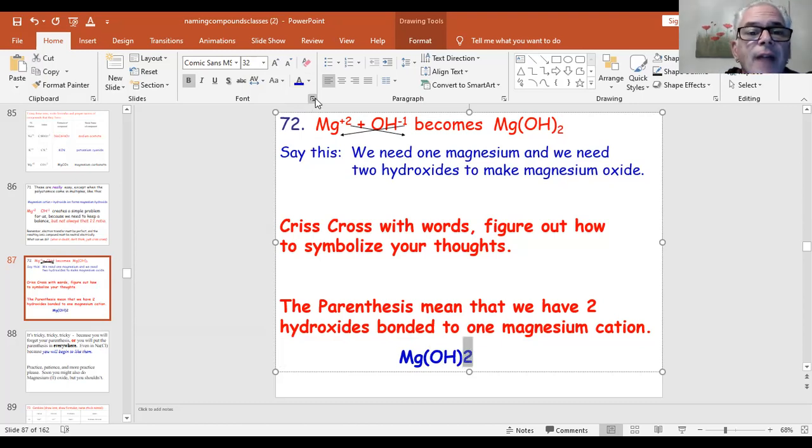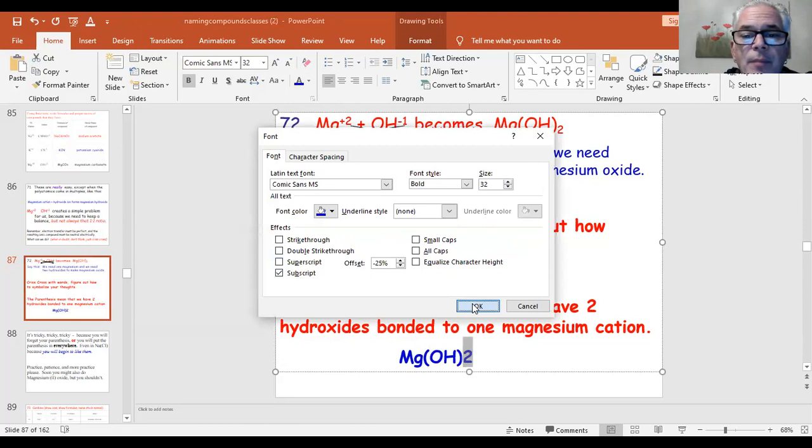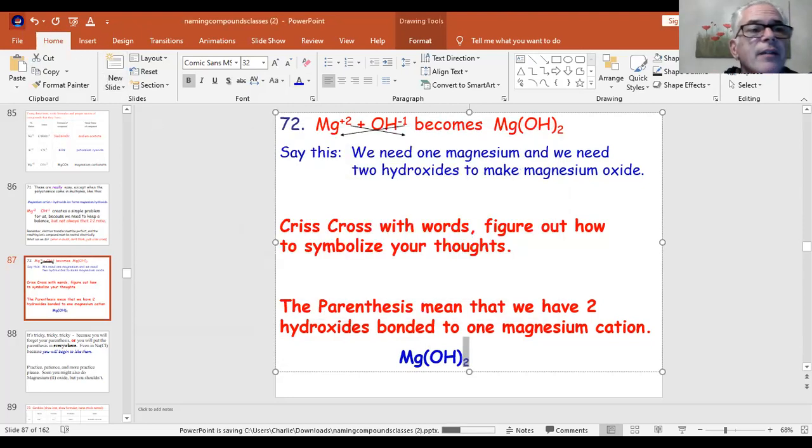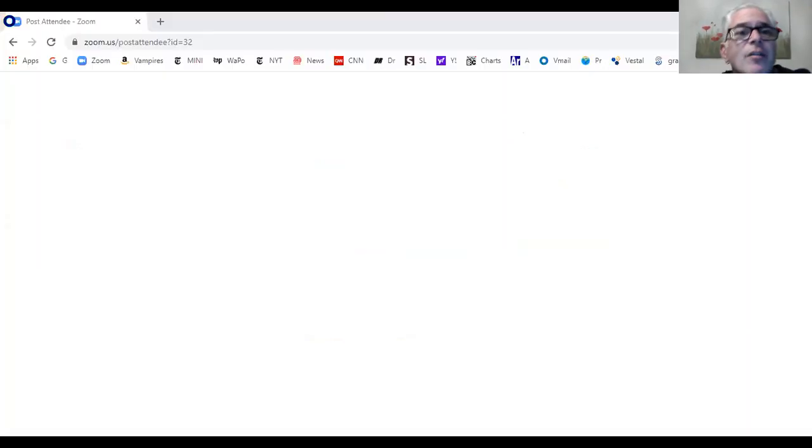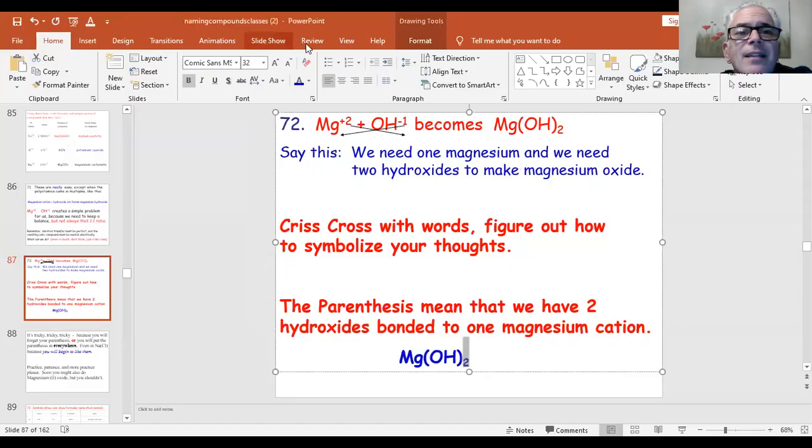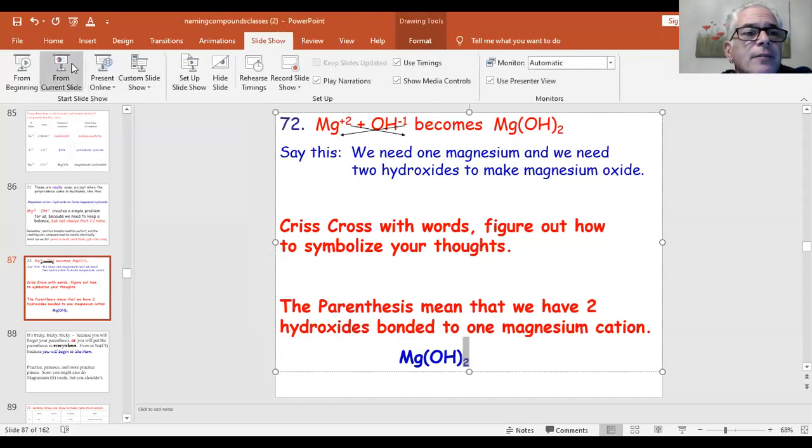And it's got to be a font. See how I do that? Font subscript. And I'll hit save. It takes a long time to save because this is a really, really big slideshow with so many slides. So it takes a while. It even says it's not responding, but it always responds. All right? So we got magnesium sulfide.